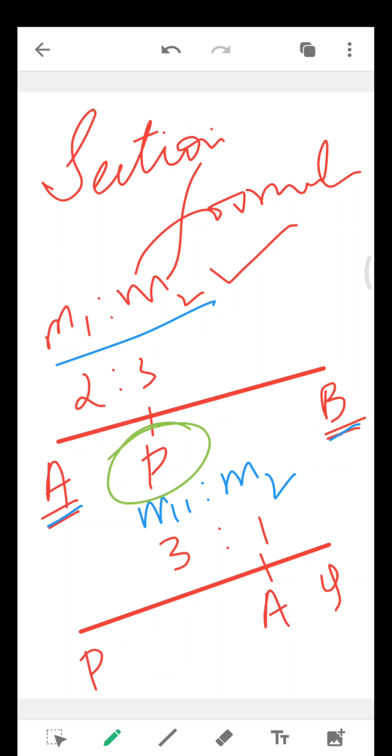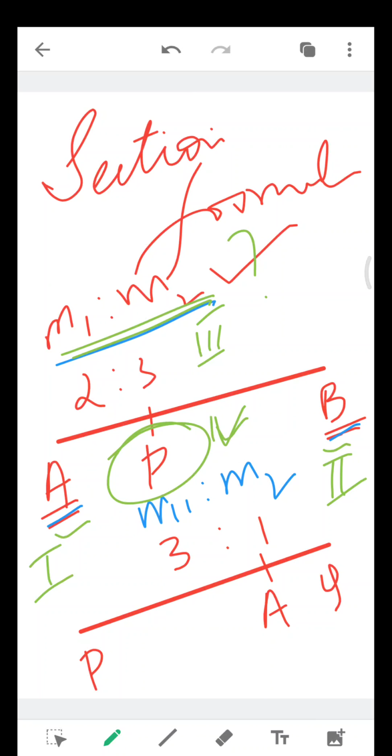In some questions, point P will be given, A will be given, and B will be given, and there you need to find the ratio. We can find out any of these 4 things. First, the point A. Second, the point B. Third, the ratio, and fourth, this one. Out of these 4, any one will be missing.